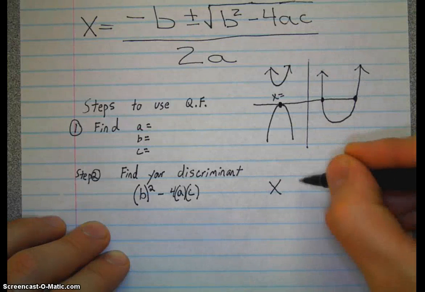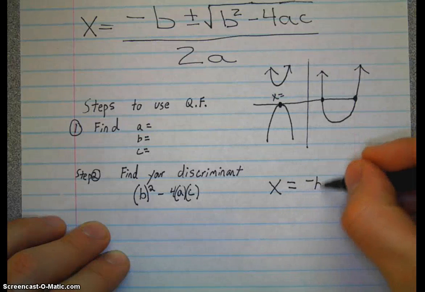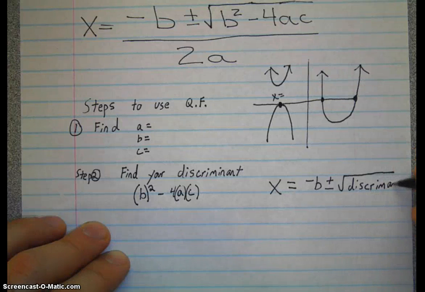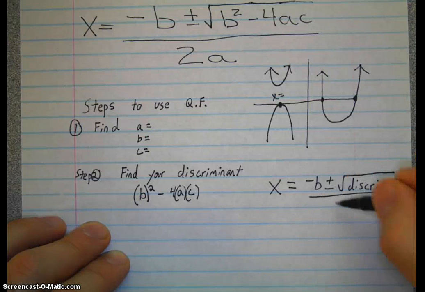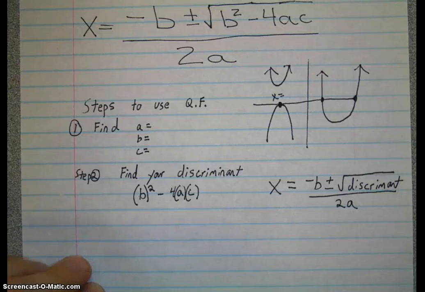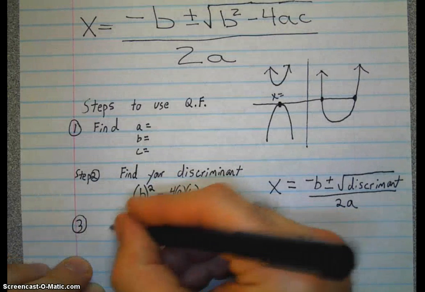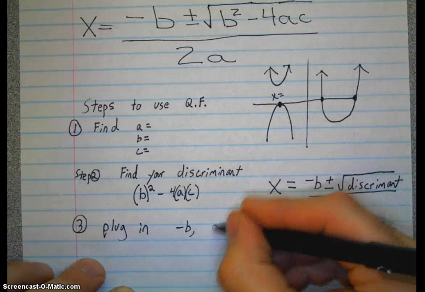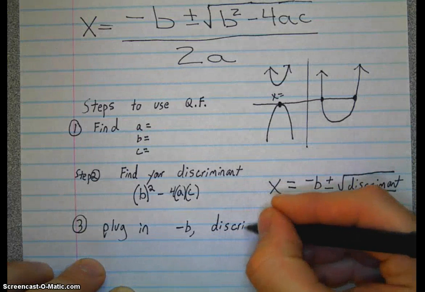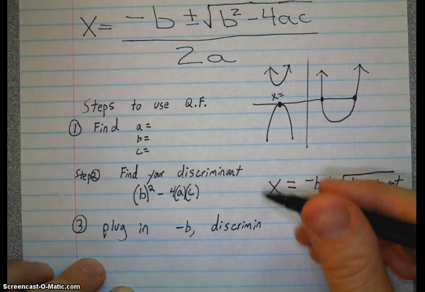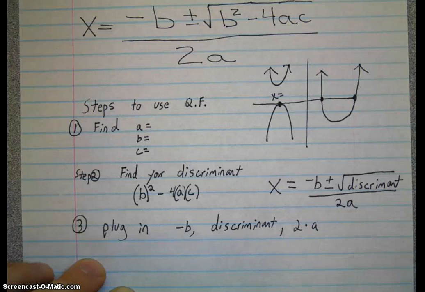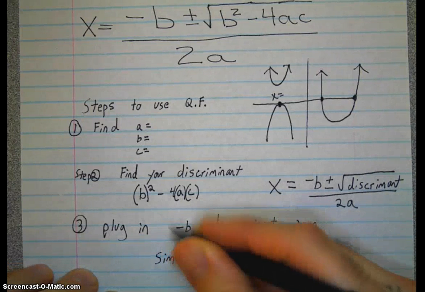So we can rewrite our quadratic formula to be x equals opposite b plus or minus radical discriminant. So whatever we find our discriminant to be, we can just plug it right under here now, all over 2 times a. And then our last step, step 3, all we're going to do is plug in our opposite b, plug in our discriminant under the radical, and then plug in our 2 times a value. Simplify everything up, and then we'll have our two solutions.